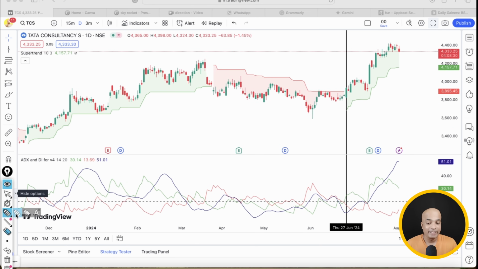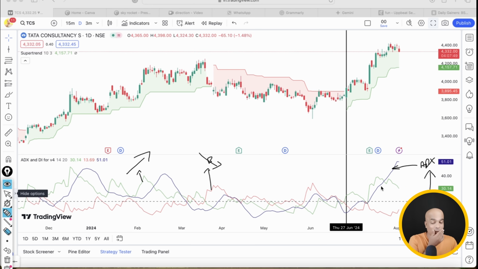So what this ADX line indicates is the strength of a trend, not the direction, okay? Strength of a trend. So if the ADX line is above 20, it indicates the trend is very, very strong. Suppose the green line is above the red line, it indicates a bullish trend. Suppose the red line is above the green line, it indicates a bearish trend. So this is a bullish trend, this is a bearish trend. So this indicates the strength of a trend. Suppose this ADX line is above 20, it indicates the strength of a trend.